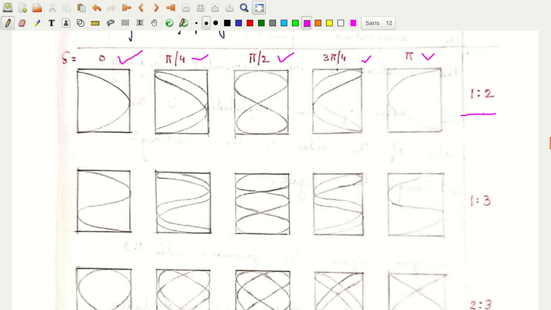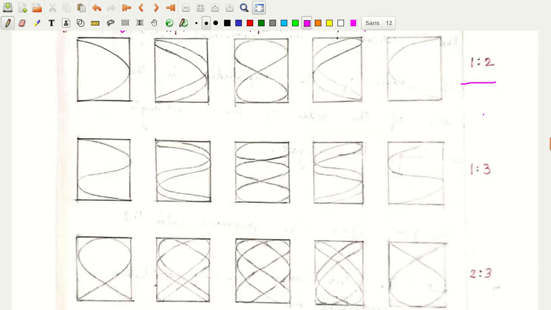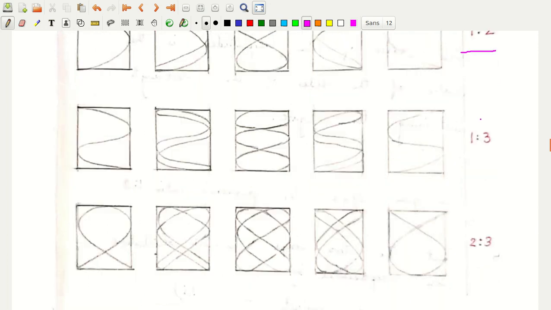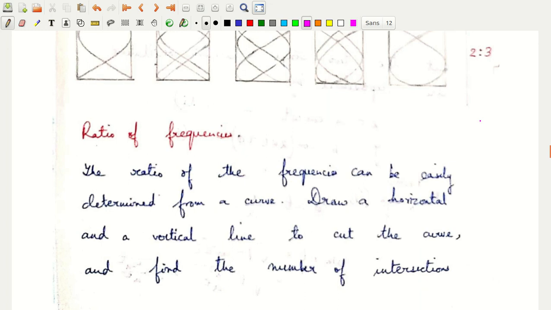How the behavior is changing, I have shown here for three ratios of frequencies, 1:2, 1:3 and 2:3. And of course we'll study one case of this in detail, and all the other cases can be obtained in a likewise manner. So now from this plot, I can tell about the usefulness of Lissajous figures. From this Lissajous curve, I can obtain the ratio of the frequencies, which is a very important use of this Lissajous figure.